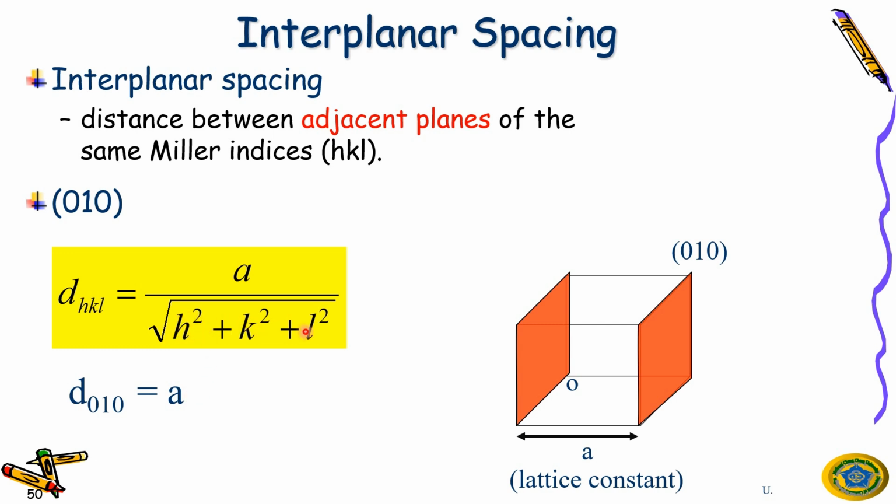0, 1, 0, right? So root 1, that will be 1. So as a result, this spacing is A. However, I'm sure you understand, I won't give you this number in your final exam paper, right? I must give you a little bit more complicated number. Anyway, please remember this equation and bring your calculator.